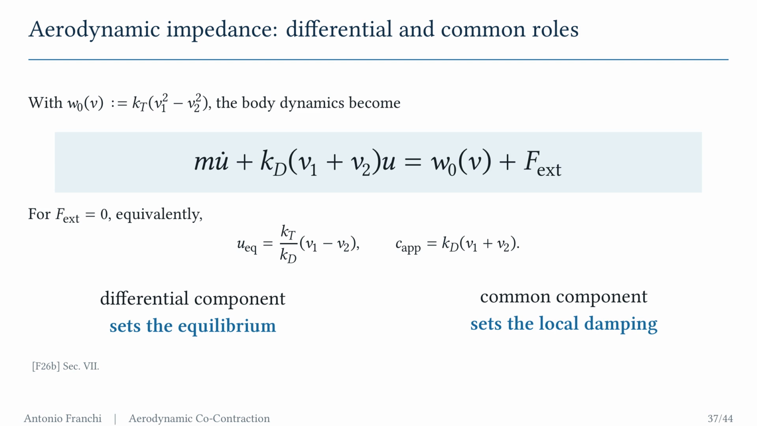The affine model also yields an impedance interpretation. The zero-inflow task W0 is the difference of squares term, while kd times the speed sum multiplies the air relative velocity as damping coefficient. With no external force, factoring the difference of squares gives an equilibrium velocity proportional to v1 minus v2. Thus, the differential speed component sets the equilibrium, while the common speed component sets the local damping.